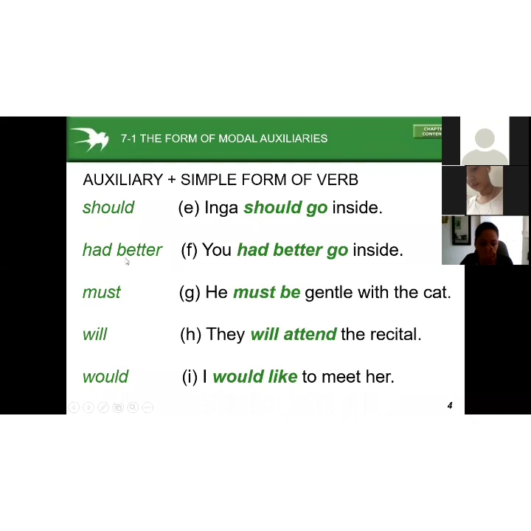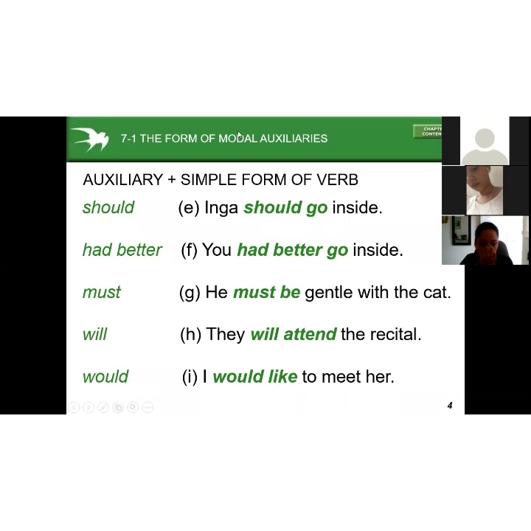I just wanted to let you know that this is also used for recommendations that are more like warnings. In the case of must, I told you that we use it for obligations and sometimes necessity as well. So take a look. He must be gentle with his cat. Maybe necessity. Here, will. Well, you know, will, we use the future, right? They will attend the recital. Good. When you're very sure about something, when you just made the decision, remember? We did it last time. And would. Things like, Teacher would like to meet her.